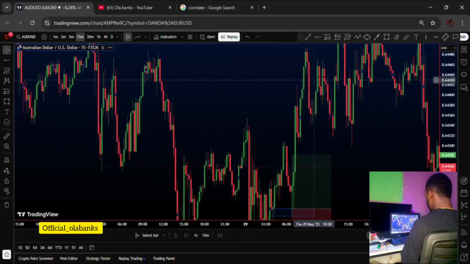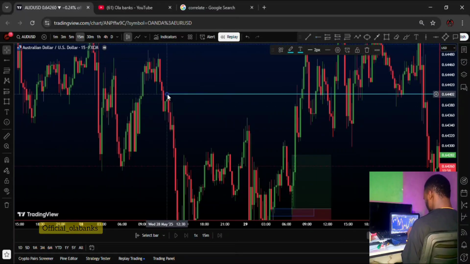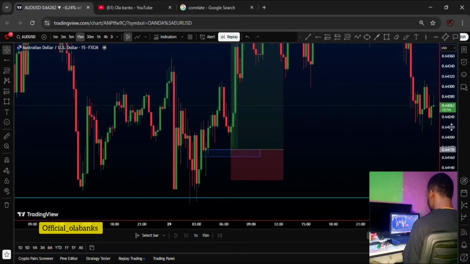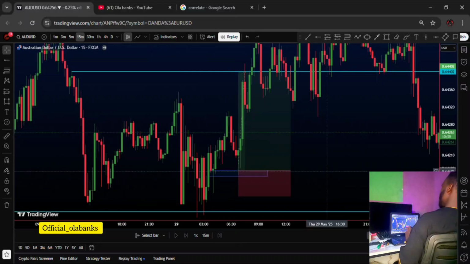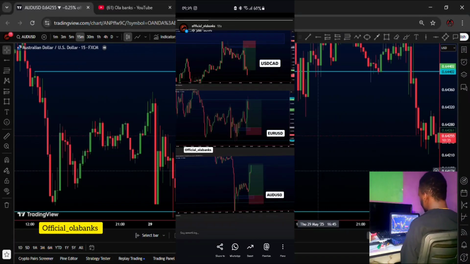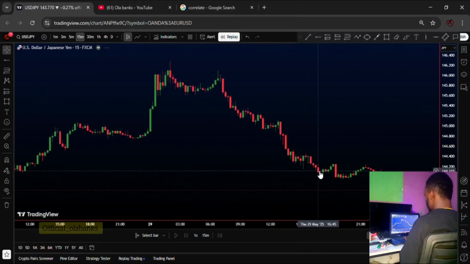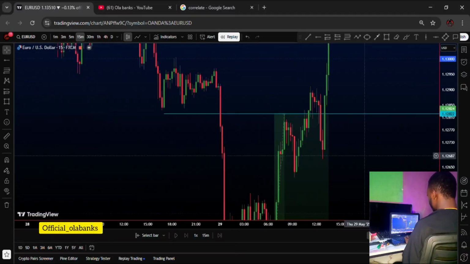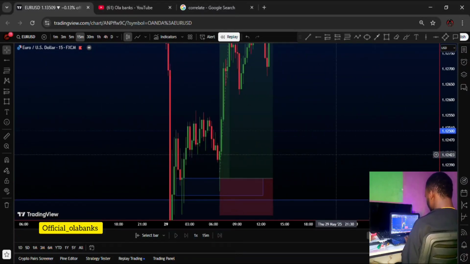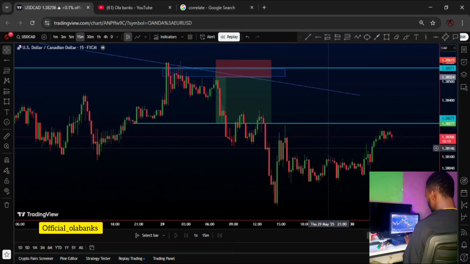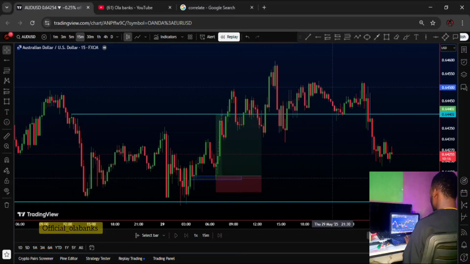And my exit was very, very simple. It was pretty much simple. My exit is just around this place. See, my exit was around this place. So that is how I saw these three pairs, you feel me? That is the EUR USD buy. I took a buy. The USD CAD is a sell. The AUD USD a buy.